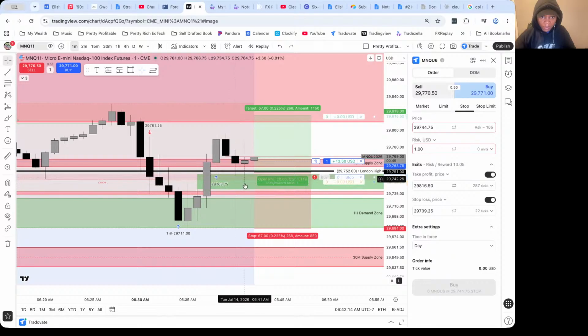But now we're bouncing off of this zone.